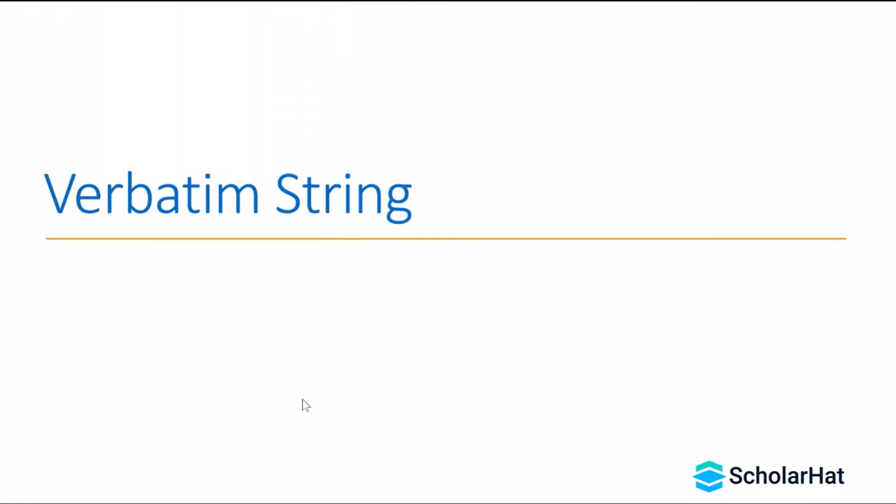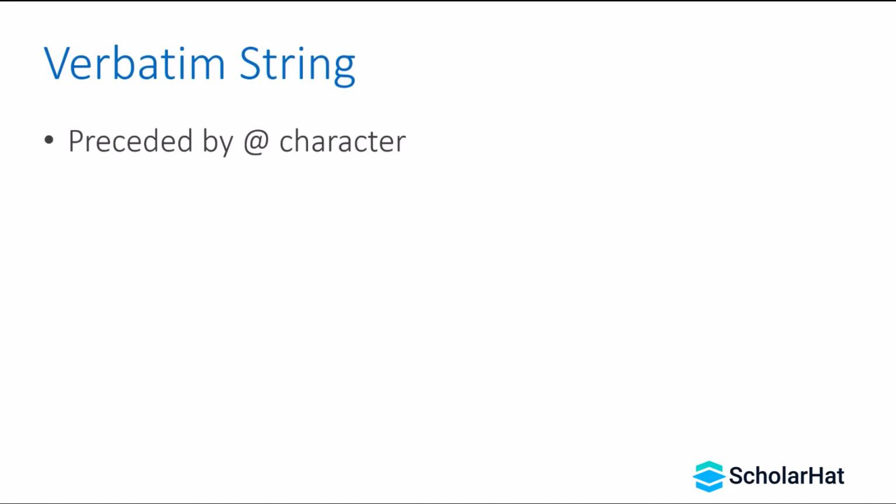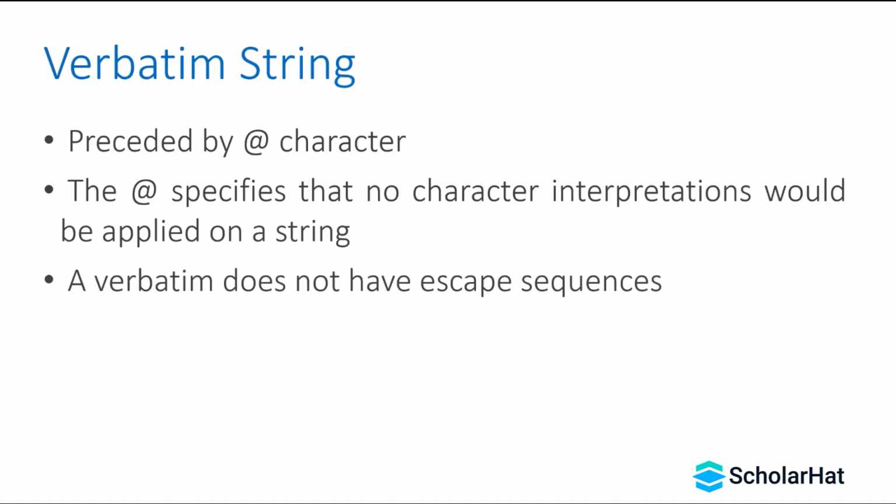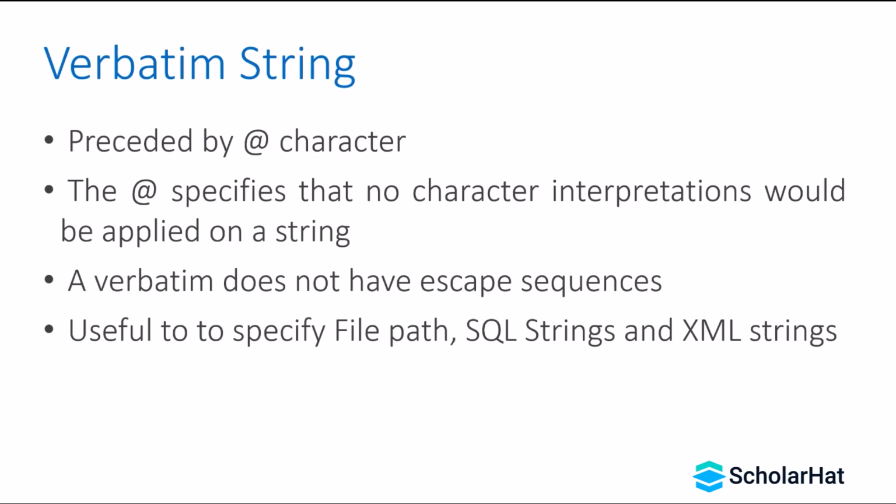In this session you will learn about verbatim string. So a verbatim string is preceded by the @ character, and the character specifies that no character interpretation would be applied on a string. And a verbatim string does not have escape sequences. And verbatim strings are useful to specify file paths, SQL strings and XML strings. Because in file paths and XML strings, we have escape characters, like backslash. So in case of a file path, the backslash is going to be interpreted. So here it is going to stop the interpretation of the backslash.